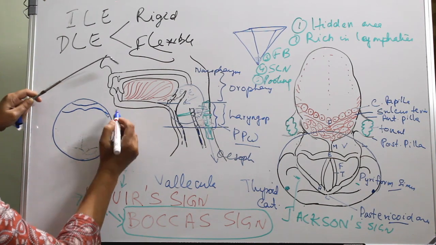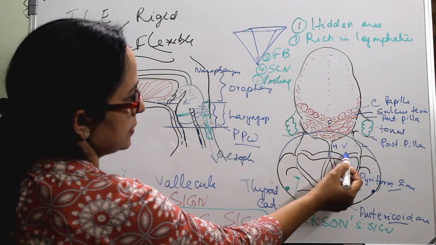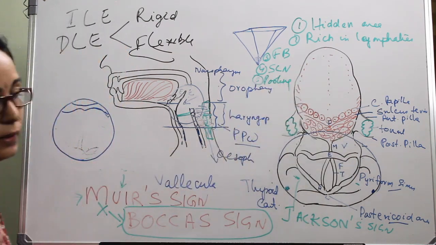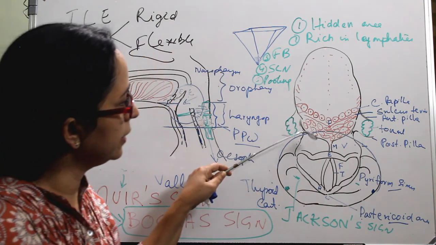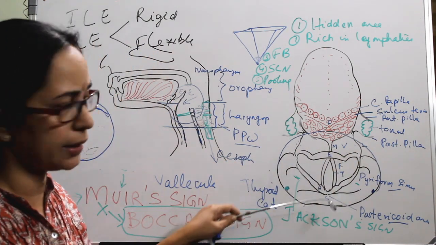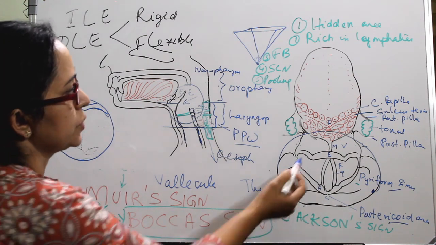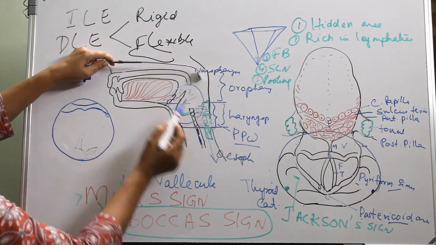Which surface of epiglottis? You are seeing this surface. That is the lingual surface of epiglottis, not the under surface. You are seeing the lingual surface. This is exactly the picture you are getting by an indirect laryngoscopy. Okay, so the base of tongue, this part, the first thing you see is the base of tongue.